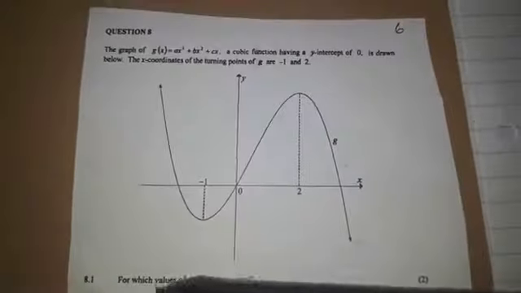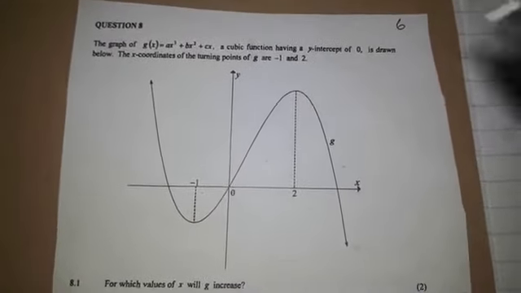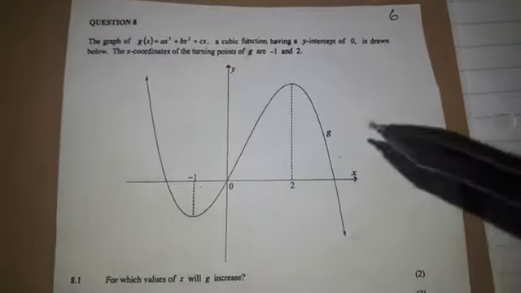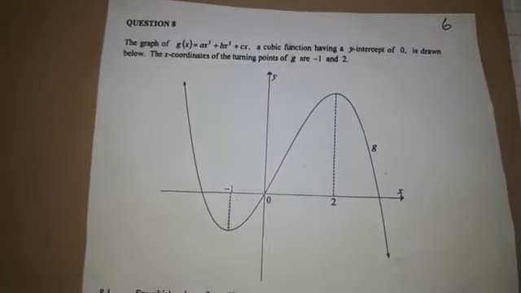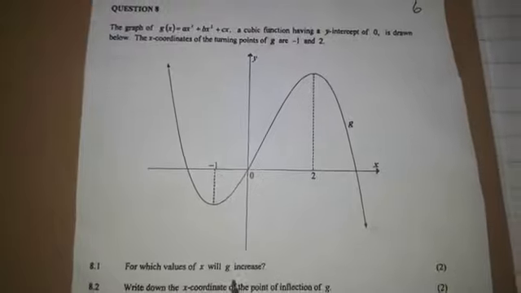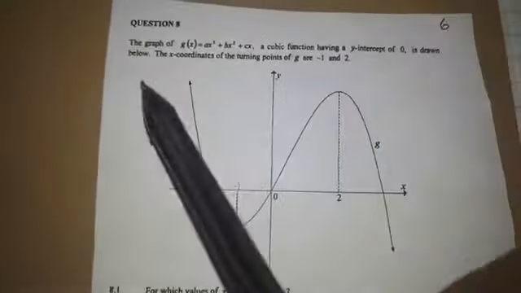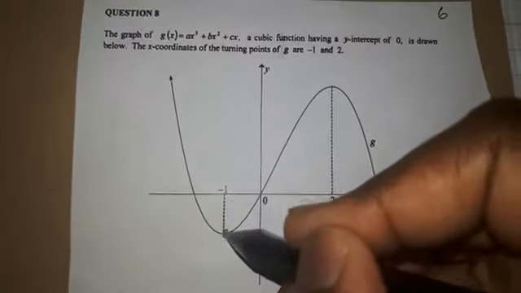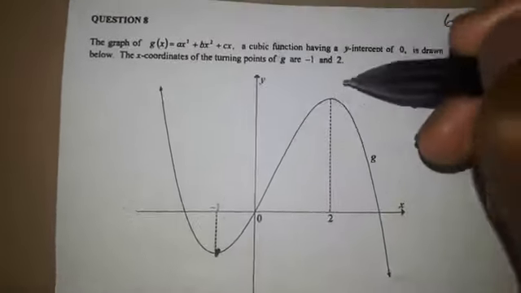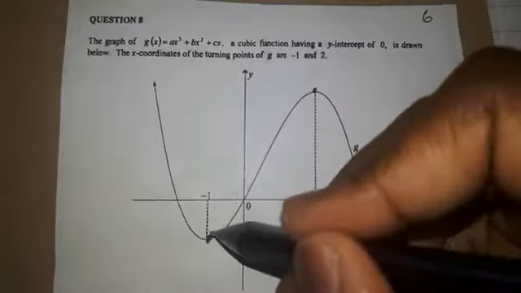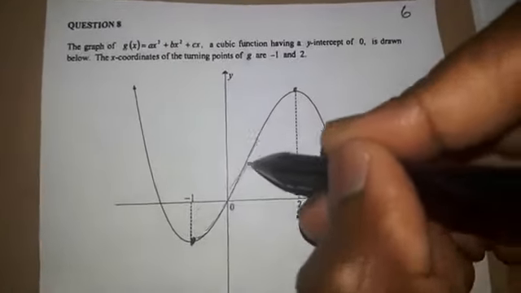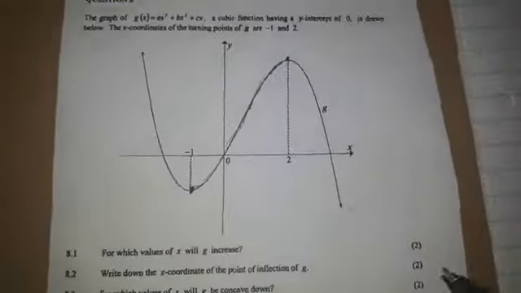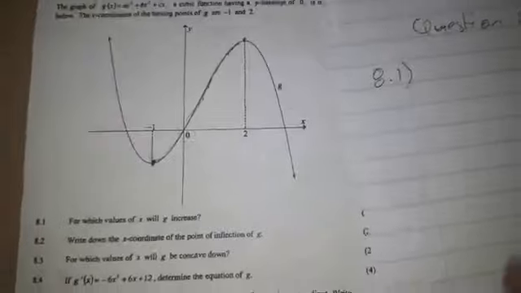Question 8 says for which values of x will g increase. So if you have gone through any of the tutorials, you will note that a graph will be increasing where, if you think of a roller coaster, you're going down, down, down, down, down. And then from this point, not including it, until this point, not including it, your graph will be increasing. Your roller coaster would be increasing. So for 8.1, you basically need to say that the graph is increasing.